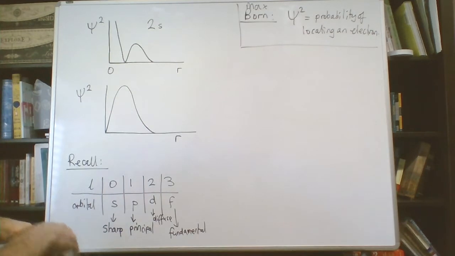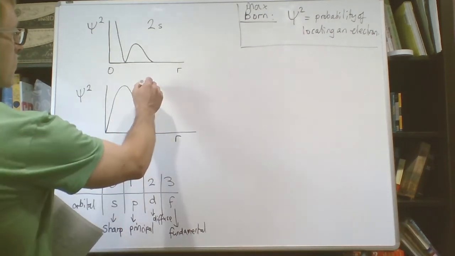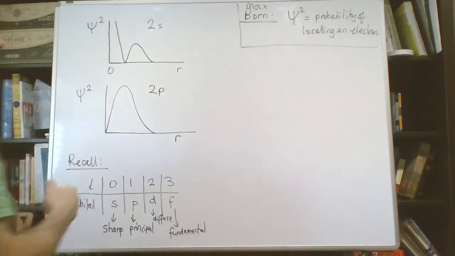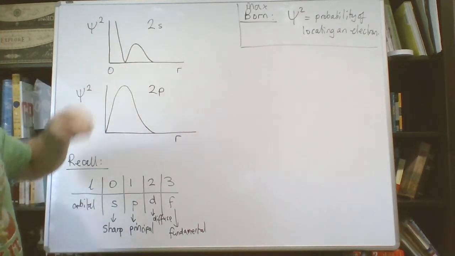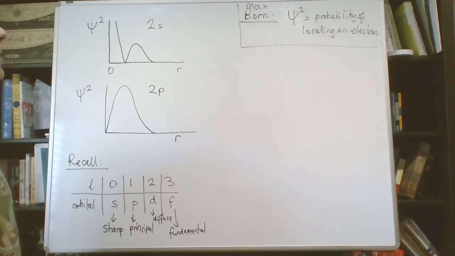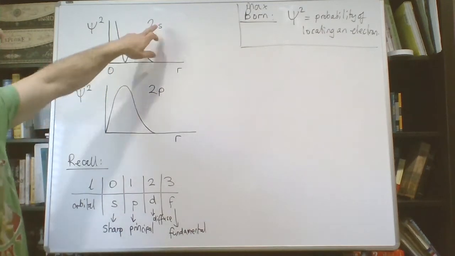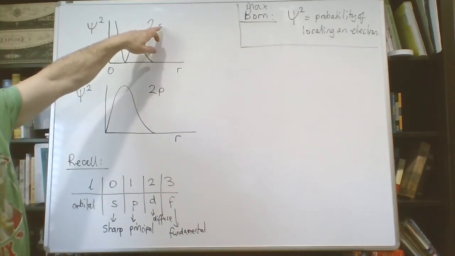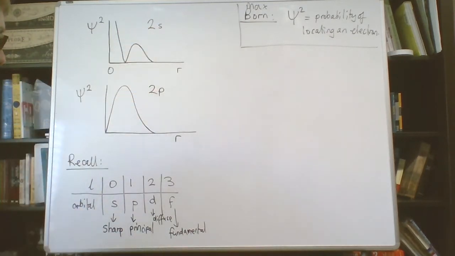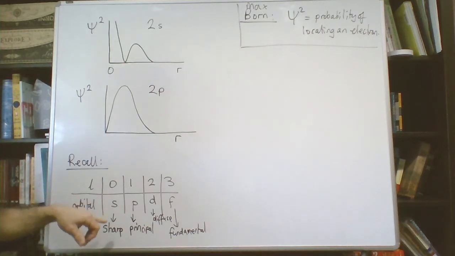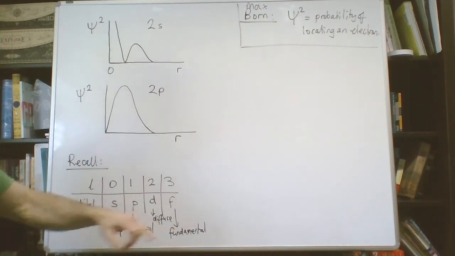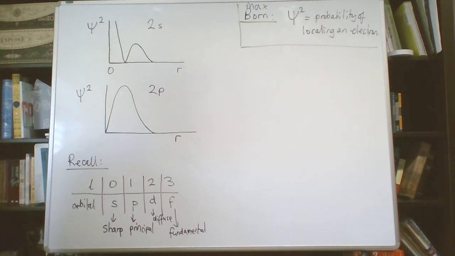And if we plot psi squared for a 2s electron versus a 2p electron, we're not allowing the energy to change. We have principal quantum number equals 2. The only thing we'll allow to change is the orbital angular momentum quantum number L. So we have L equals 0 here for the s orbital, and L equals 1 here for the p orbital. I'd ask you to recall this table here, where we have the sharp, principal, diffuse, and fundamental orbitals that we know from the periodic table.